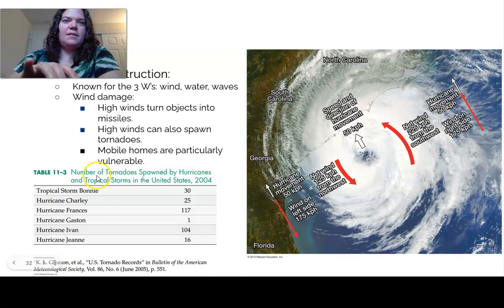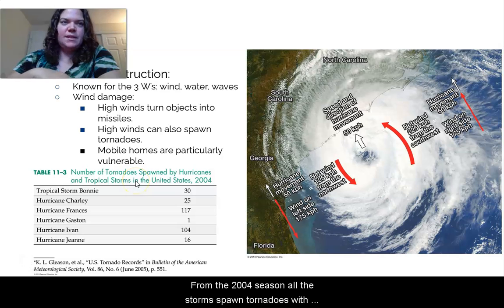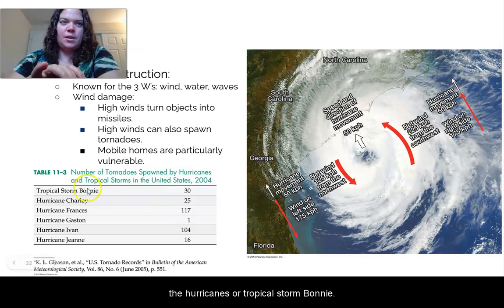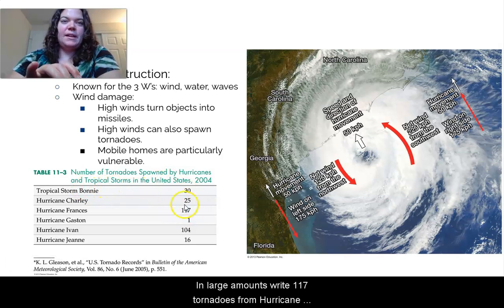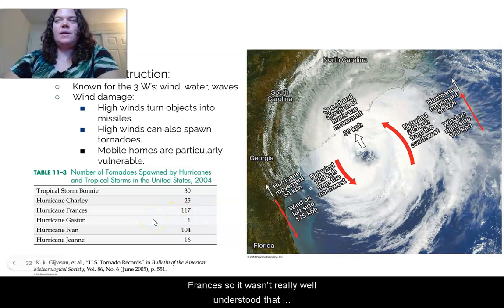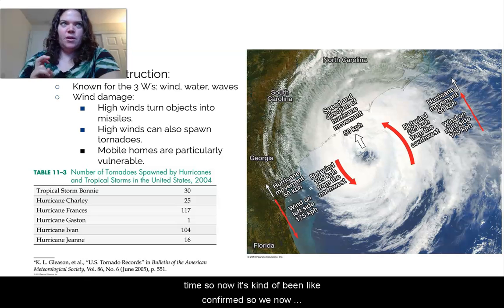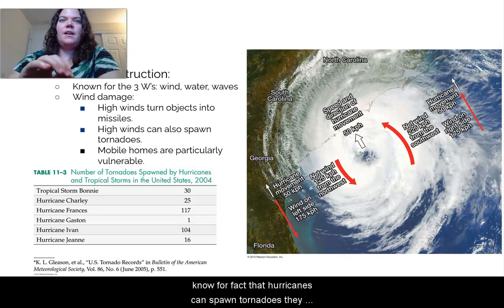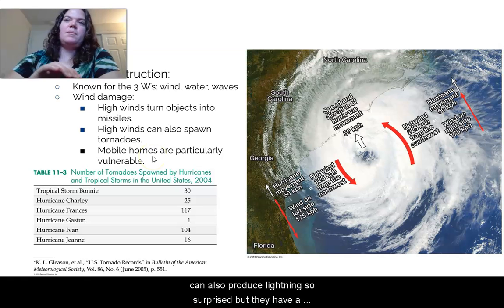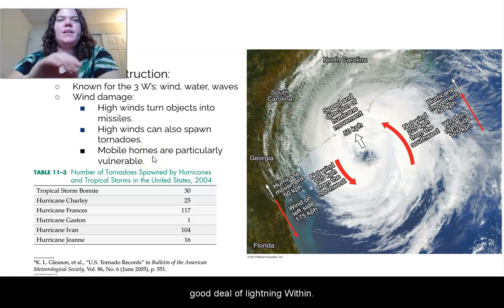They found that from the 2004 season, all of these storms spawned tornadoes with the hurricanes or Tropical Storm Bonnie. And these are like large amounts, right? 117 tornadoes from Hurricane Frances. So it wasn't really well understood that hurricanes could spawn tornadoes before that time. So now it's been confirmed. We now know for a fact that hurricanes can spawn tornadoes. They can also produce lightning. So surprise! But they have a good deal of lightning with them.